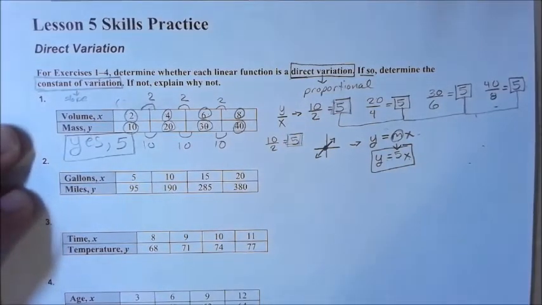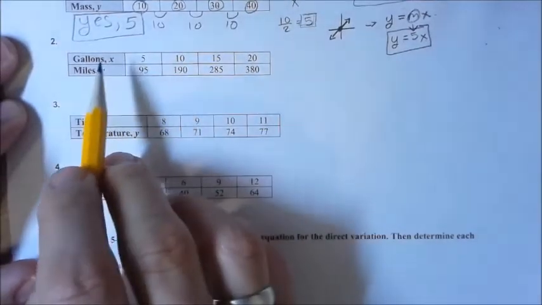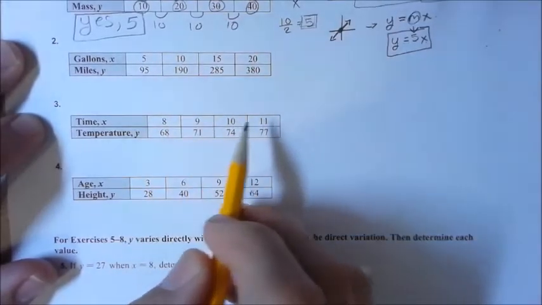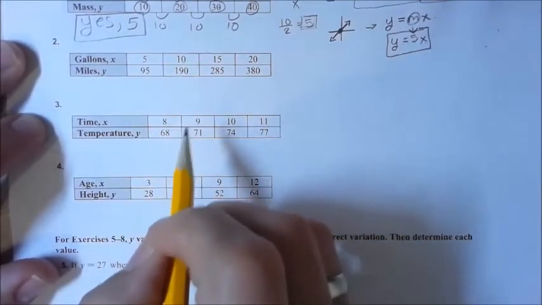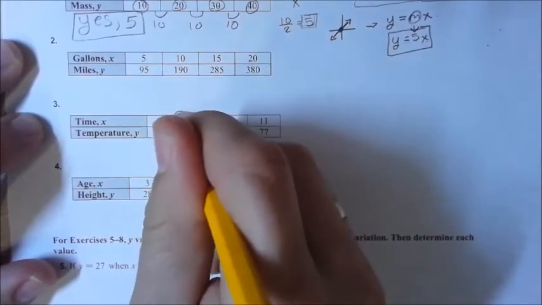So let's take a look at another one. I'm going to skip around. Let's go on and do number 3, because at this point you should be able to do number 2 on your own. Number 3, just looking at the numbers, it looks like it may not be direct variation. So we're going to check a few things on it.